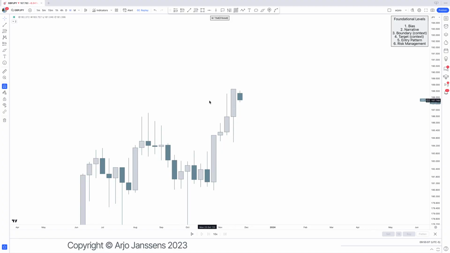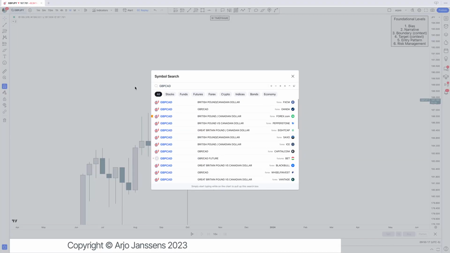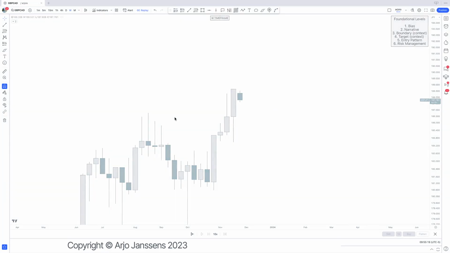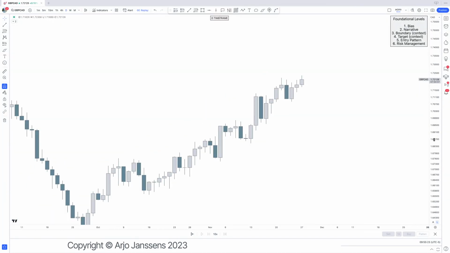Now, here I want to go over a few more examples as well, and you can, of course, figure out with me if it's usual or unusual context. Of course, I already have an idea, but you can try your best to see if it's unusual or usual context right here. So here we are on GBP Canadian dollar, and I just want to show a few examples.